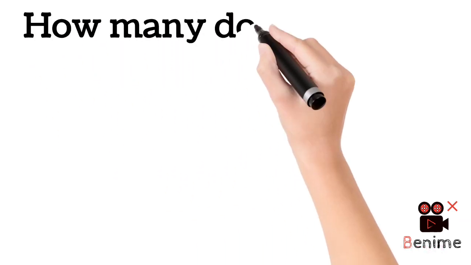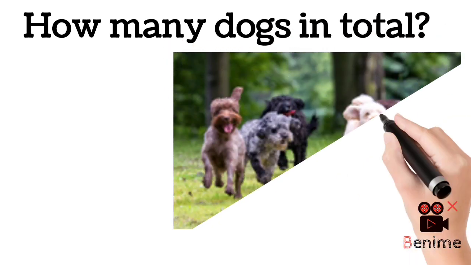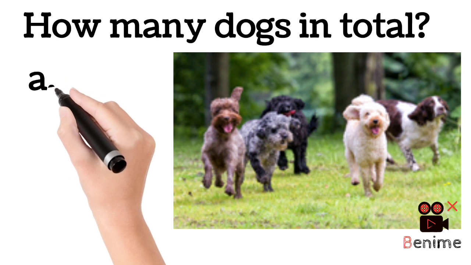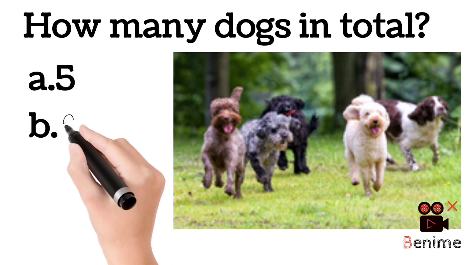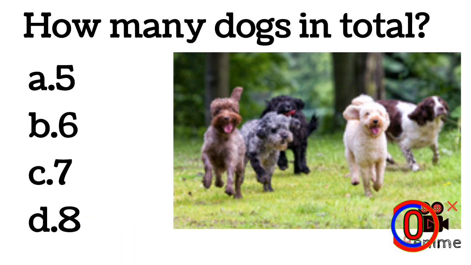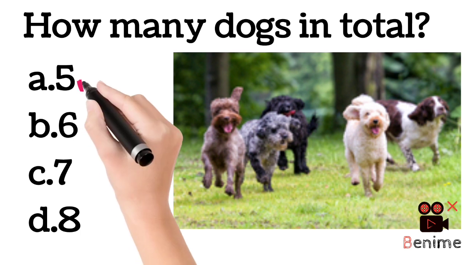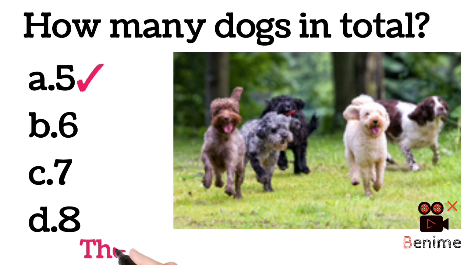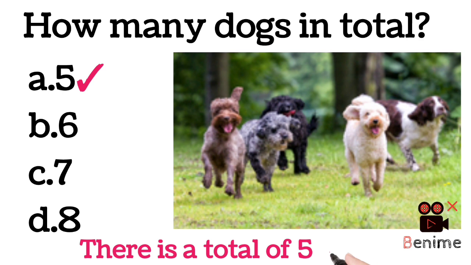Next question. How many dogs in total? Here we have to count dogs. Option A, 5 dogs. Option B, 6. Option C, 7. Option D, 8. Yes, 5 is the correct answer. There is a total of 5 dogs here.